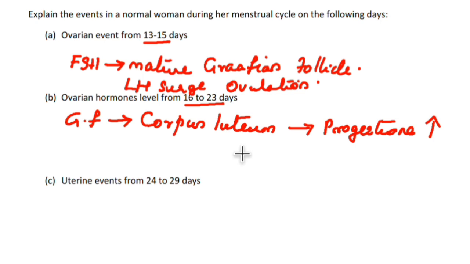Suppose if the fertilization happens, this will be maintained as such. In the absence of fertilization, the corpus luteum will disintegrate. Uterine events from 24 to 29 days.